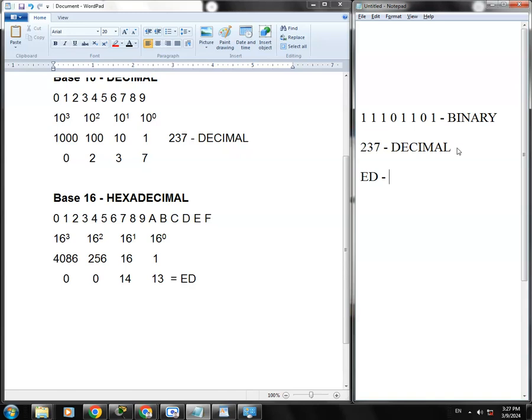This is the hexadecimal. So this is the binary, it actually starts in here. Then we convert the binary to decimal, which is 237. And then we convert the 237 to hexadecimal, which is the ED.